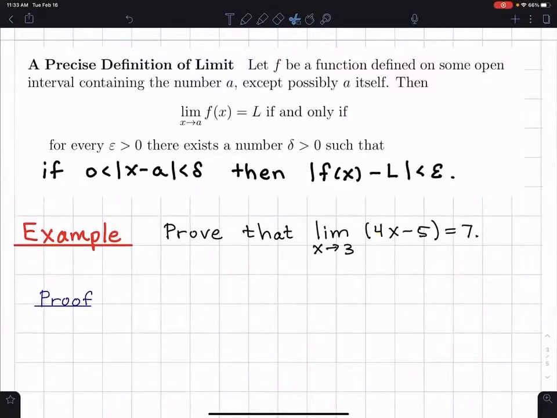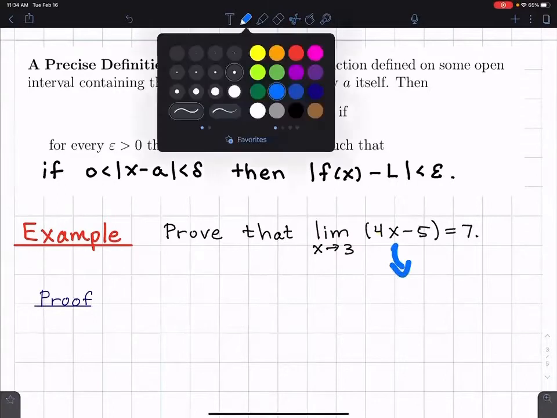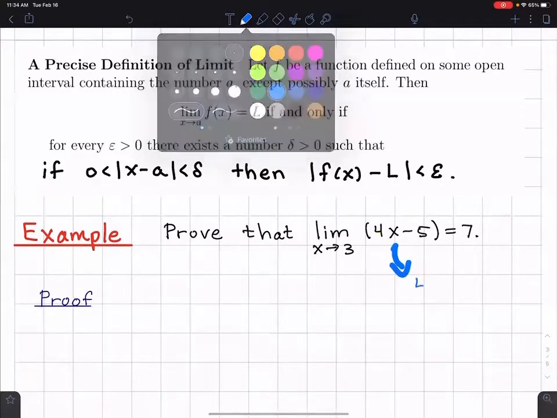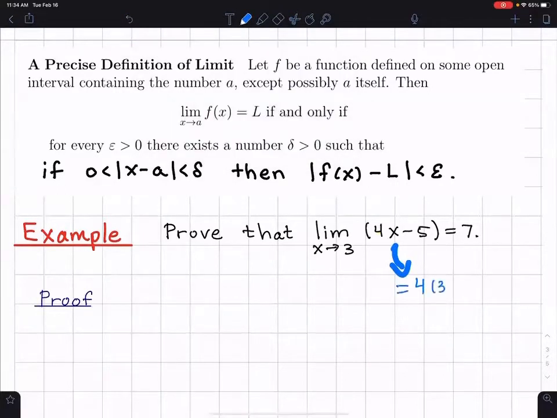All right, we are now going to do this example where we prove that the limit of 4x minus 5 equals 7 as x approaches 3. Now, what this means is we're going to prove using the precise definition of limit. One way to do this would say, well, it's a polynomial, and so why don't I just use direct substitution. It's a polynomial, therefore it's continuous, so I can just put in 3, and that gives the answer 7.